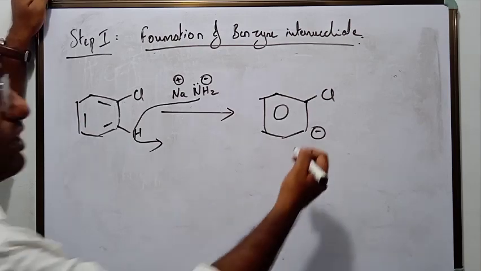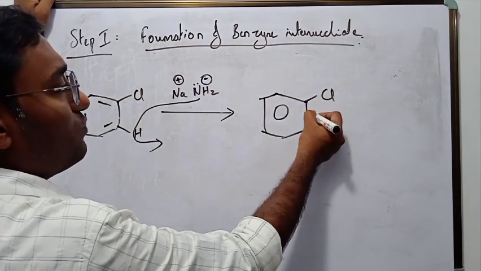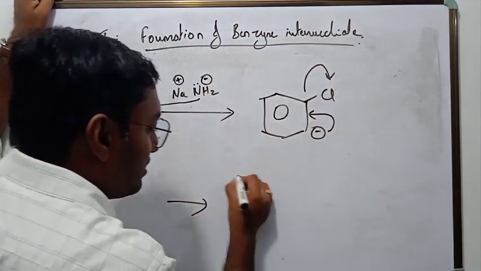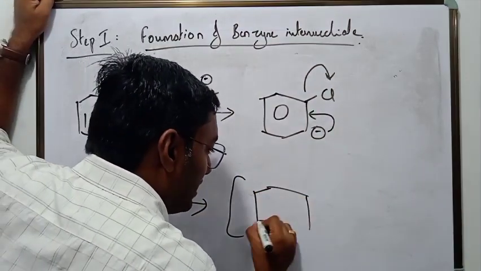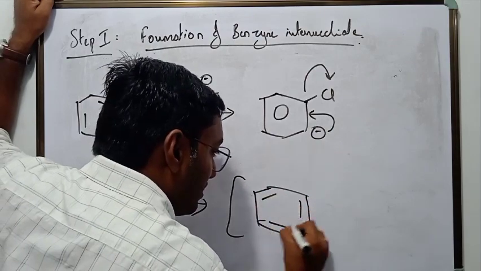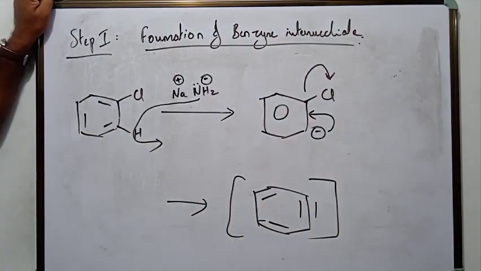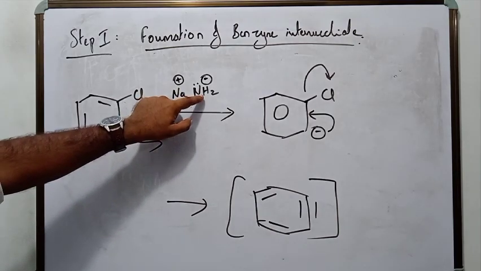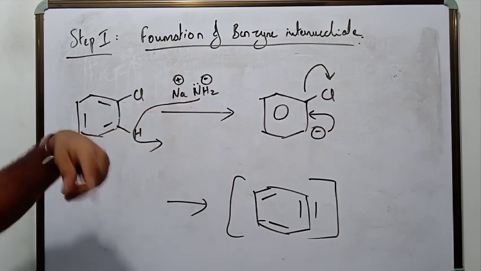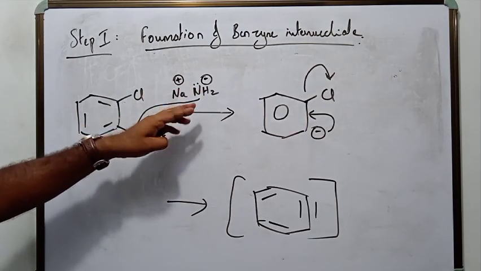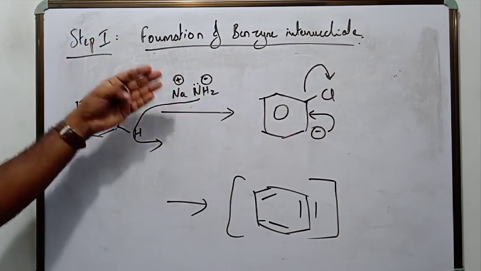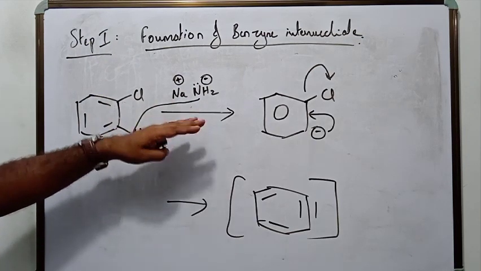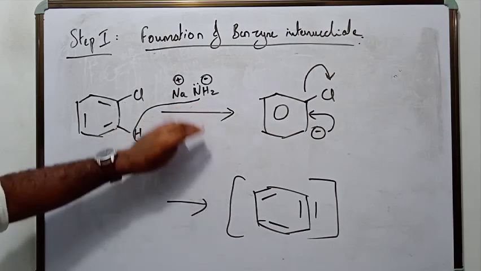Now what would happen? This electron pair would come here and chlorine may go. So that would result in your benzyne. So there goes your benzyne. What has happened here? The amide group, soda amide, it is acting as base. It is acting as a base. We have seen dilute ammonia is also used at minus 33 degrees Celsius. We are not now looking at dilute ammonia's role. We are just looking at soda amide's role here.